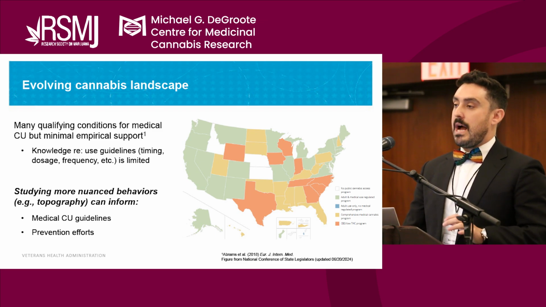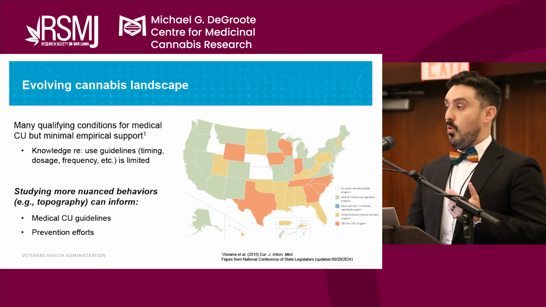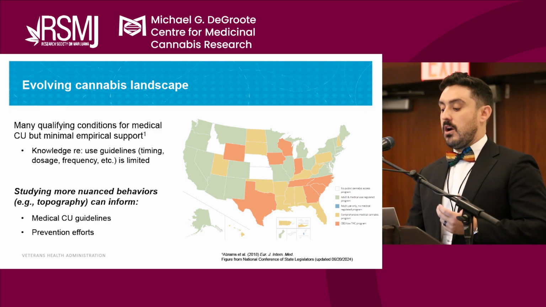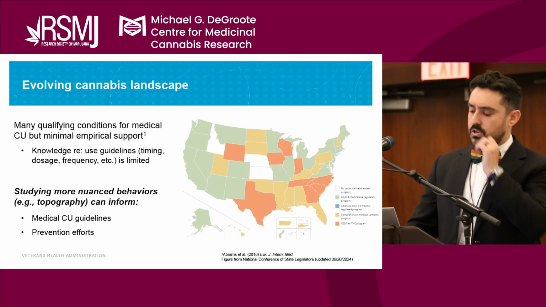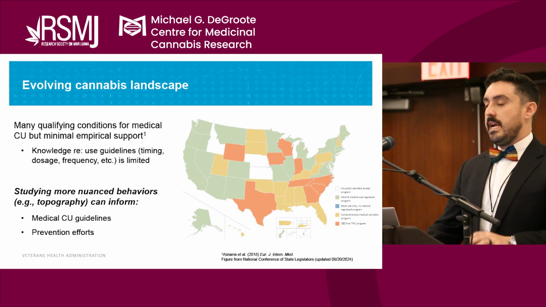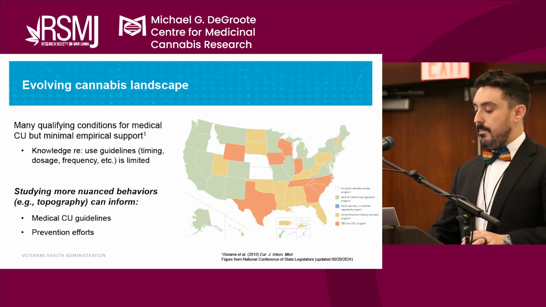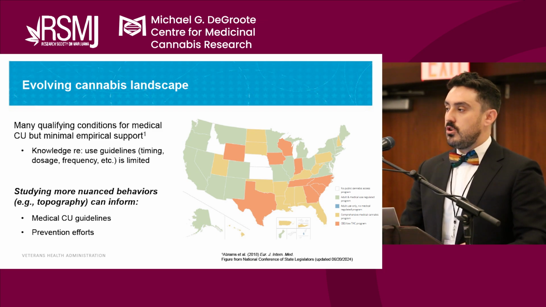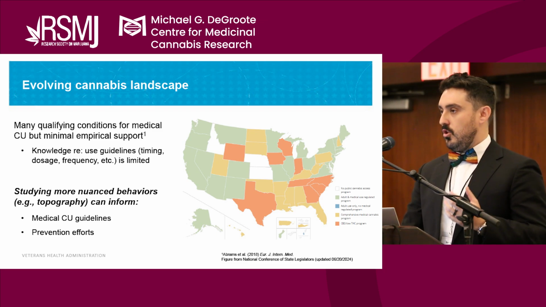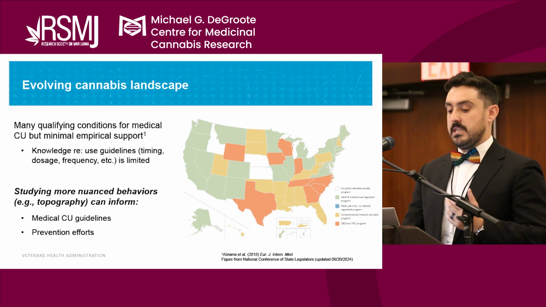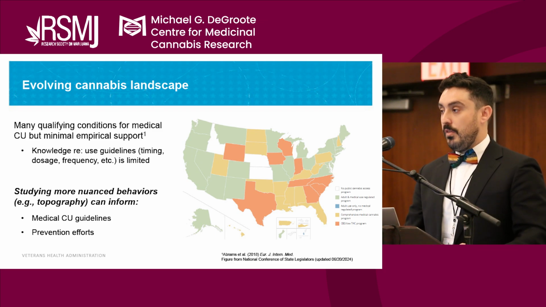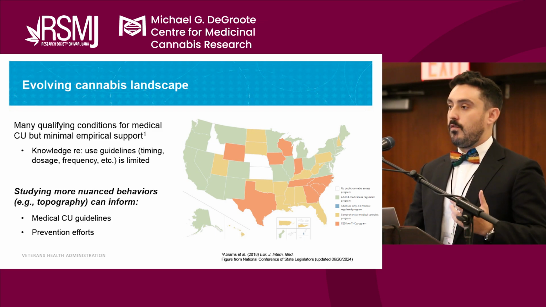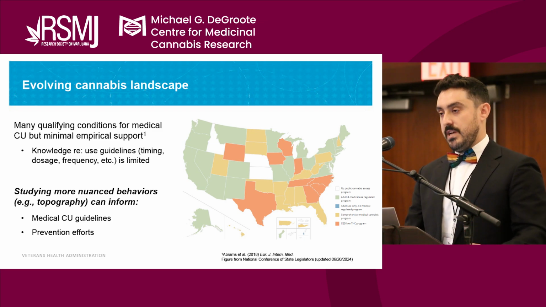However, our knowledge about how to actually use the cannabis for these medical conditions, in particular things like dosing, timing, etc., remain limited. So it's equally important in terms of etiology and prevention that research has predominantly focused on cannabis use frequency and quantity. And so it's important to look at more nuanced behaviors like cannabis smoking topography to help inform both how to best use cannabis for medical purposes, but also to identify when and for whom smoking might be associated with negative outcomes.